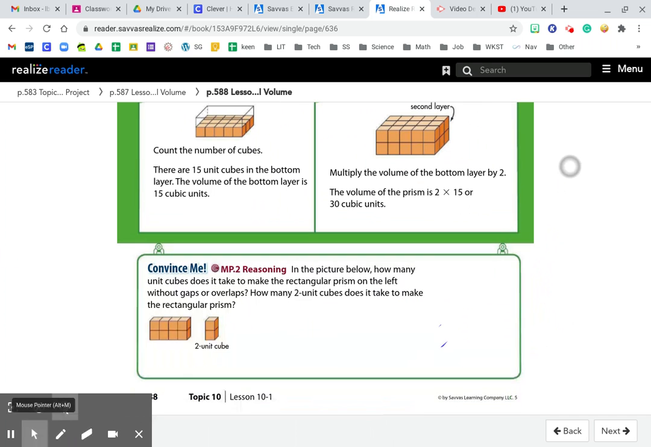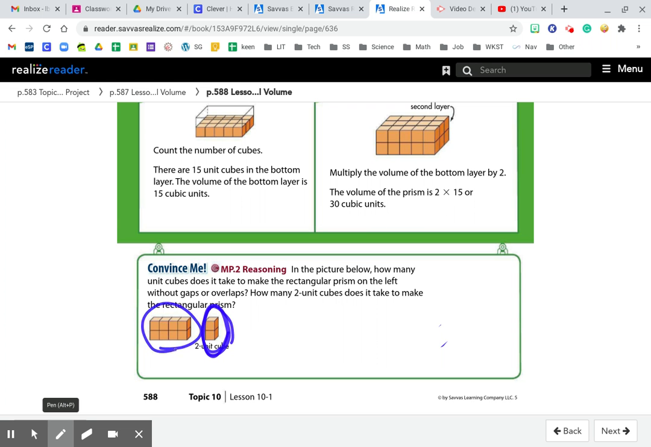All right. So in the pictures below, how many unit cubes does it take to make the rectangular prism? Now you've got a unit cube, like you're playing with your building blocks from when you were little. You have a unit cube that's actually 2 units, connected. How many of these little 2-unit cube structures would it take to build this structure? Altogether, I can count that there's 8 cubes. But if I'm building it with double unit cubes, I will only need 4 altogether.